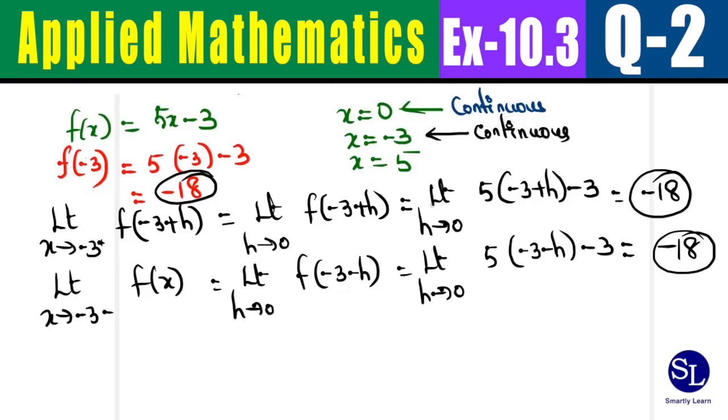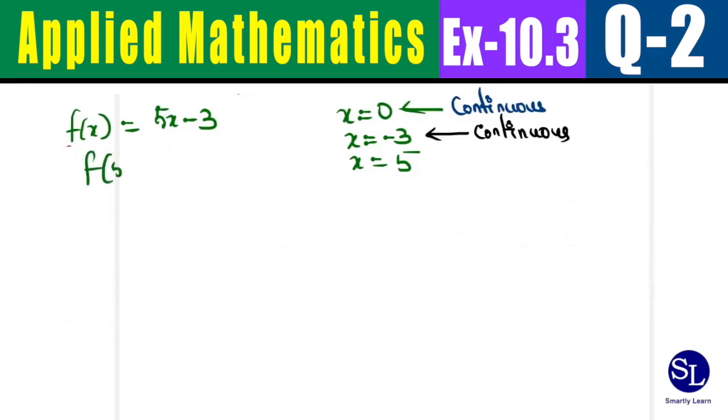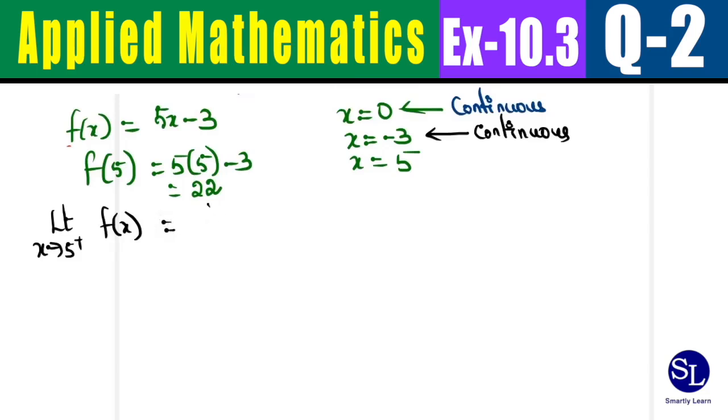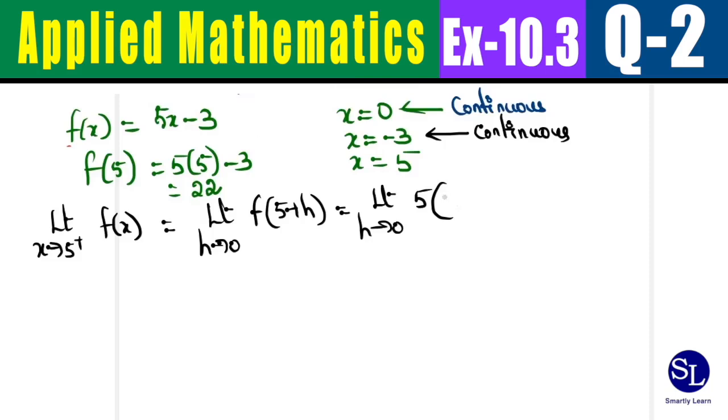Now let's try the last option where x is going to be equal to 5. So in this case, f of 5 is what I'm computing first. This is 5 into 5 minus 3. So 25 minus 3, 22. Now let's compute limit x tends to 5 plus f of x. This is nothing but limit h tends to 0, f of 5 plus h. This is 5 into 5 plus h minus 3. So you directly apply the limits, h is going to go. So this is 25 minus 3, so 22.